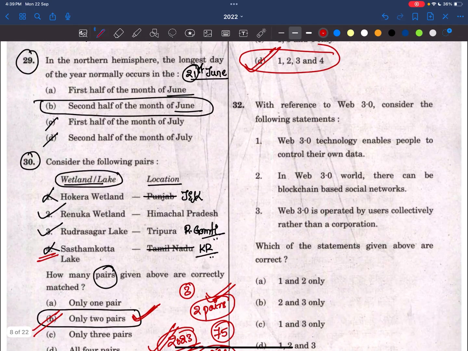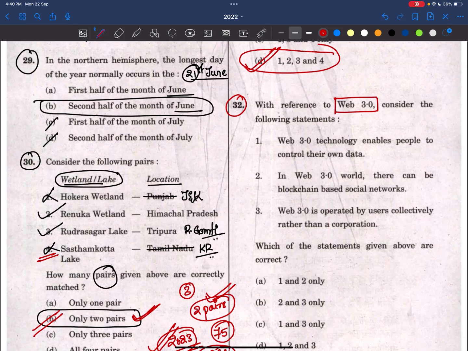Now, coming to the 32nd question, with reference to Web 3.0. See, friends, Web 3.0 is based on blockchain technology. Right now there are big tech giants, and we use their platforms by creating web pages, blogs, all these things. But later on, because of Web 3.0, everyone can have their own website and their own decentralized system, all connected with the internet. Not centralized databases.